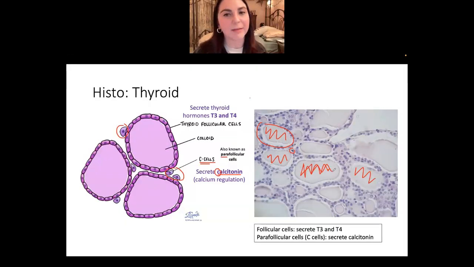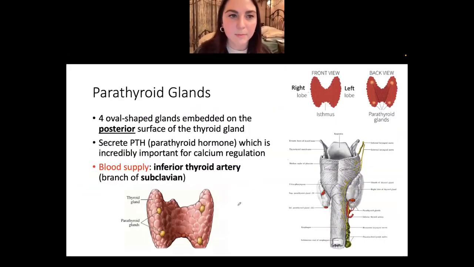Okay, it doesn't really do anything, it's just kind of there, but it's a good marker. It's a good way to be like, okay, that's the thyroid. So follicular, T3, T4, parafollicular, or C cells, calcitonin, which regulates calcium.